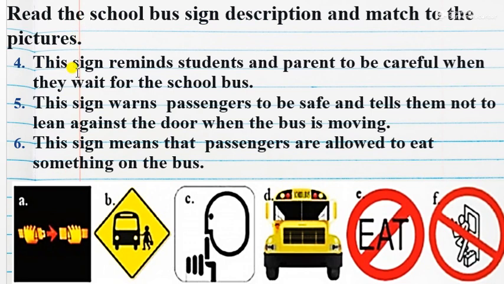Okay, next. Number four: the sign reminds students and parents to be careful when they wait for the school bus. Okay, this is B, you can see. Number five: this sign warns passengers to be safe and tells them not to lean against the door when the bus is moving. Okay, F, you can see. Last one: this sign means that passengers are not allowed to eat something on the bus. Okay, you can do it.